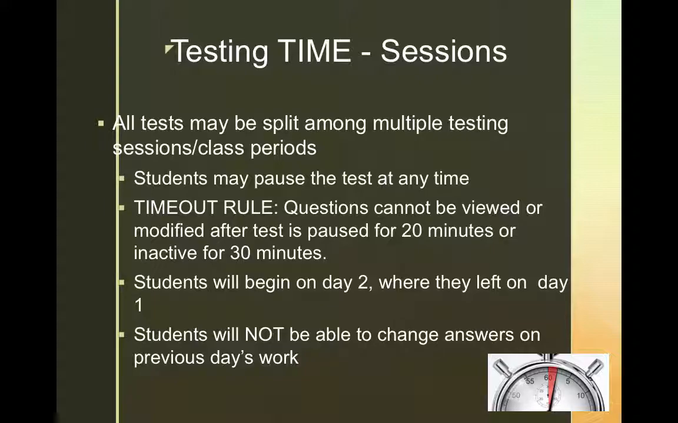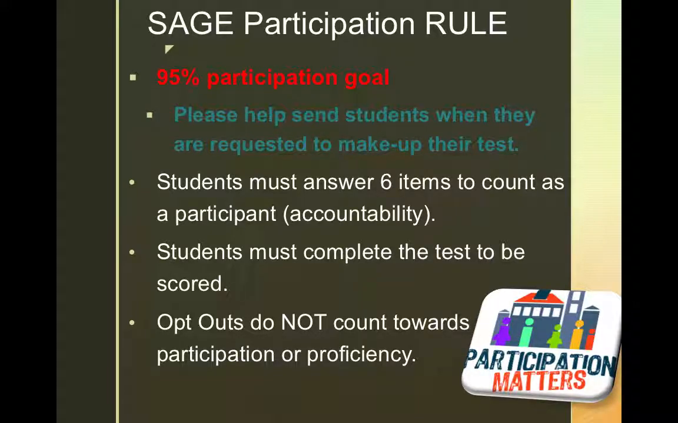And I'm sure that your administrators and their leadership team have set up testing sessions and testing schedules for SAGE already. We do need to have a 95% participation goal. Help make sure to send students down when they're requested for their makeup tests. Students need to answer 6 items in order to count as a participant. Opt-out students do not count towards participation or proficiency, and you can see your school's opt-out rate on the school report card in the data gateway.